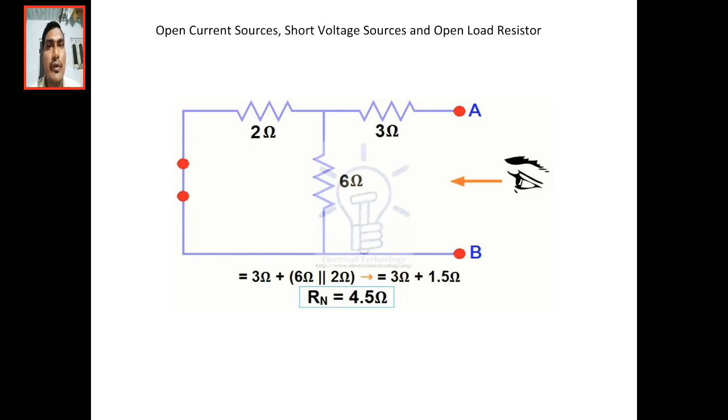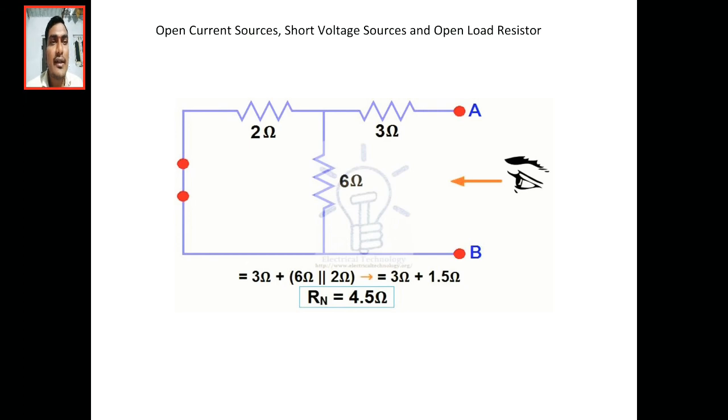I removed the voltage source and shorted that path. I already told you that when we are calculating Norton's resistance or Thevenin's resistance, we have to stand at the terminals where we removed the element or load. By observing the terminals, we can easily say which are in parallel and which are in series. Here 2 and 6 are in parallel and in series with the 3 ohms. So 3 ohms in series with the parallel combination of 6 and 2 gives the Norton resistance of 4.5 ohms.